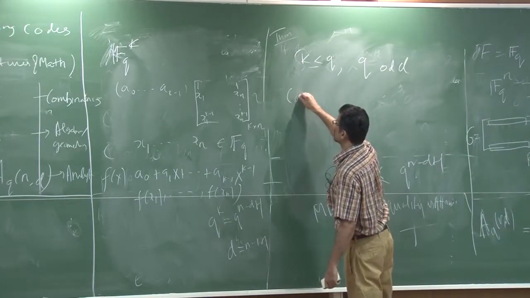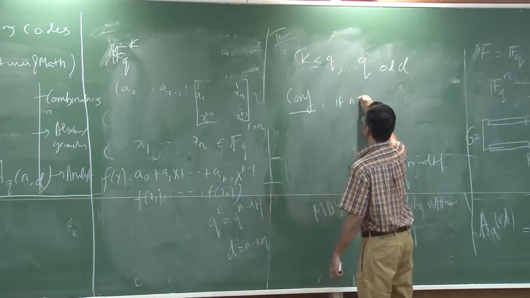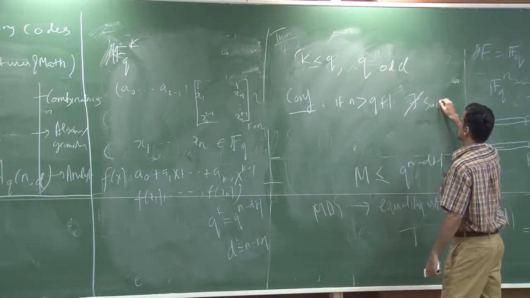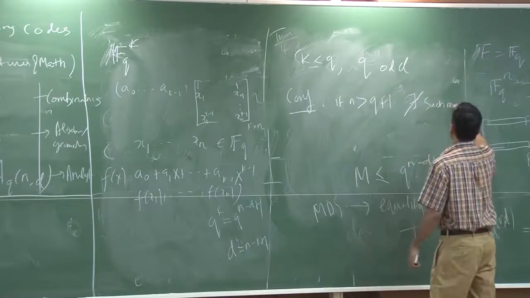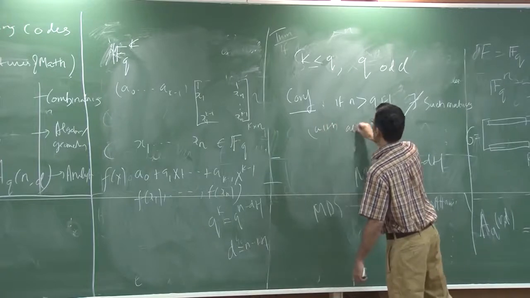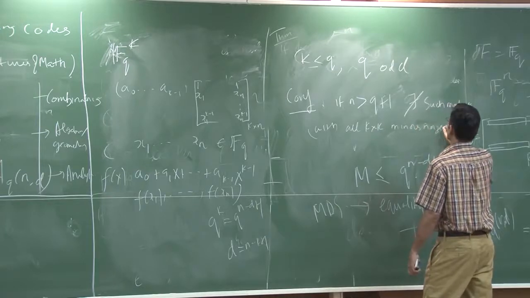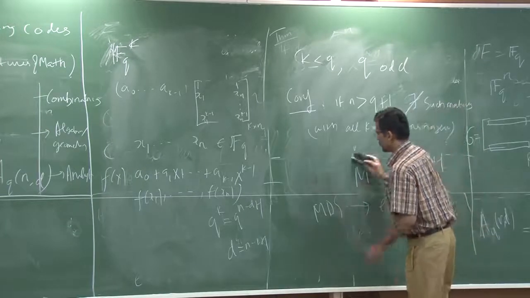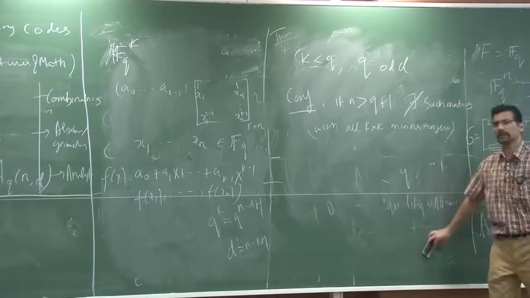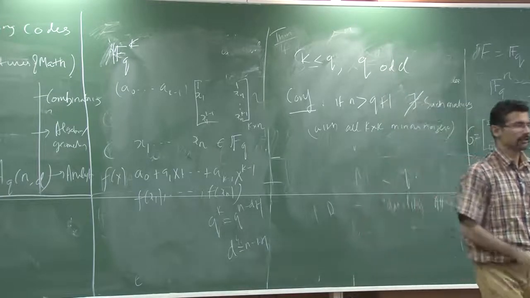A famous conjecture is that if n is greater than q plus 1, there does not exist such a matrix with all k by k minors non-zero. Why is it a conjecture? Nobody has been able to prove it, and nobody has been able to find a counterexample to date. If q is even, there are some well-known counterexamples, and there's a generalization of this theorem.